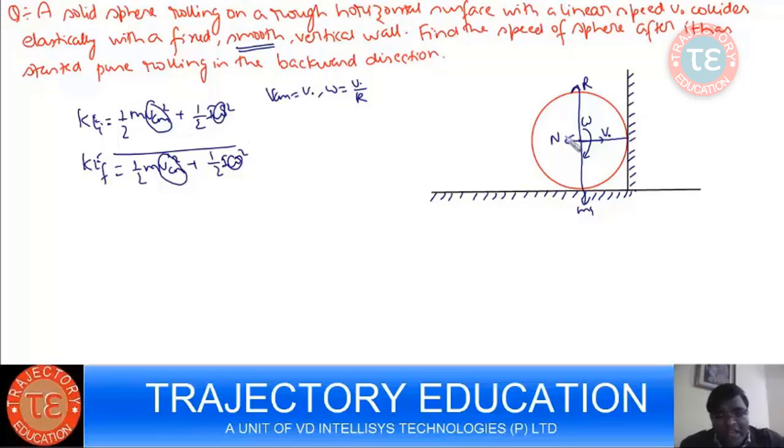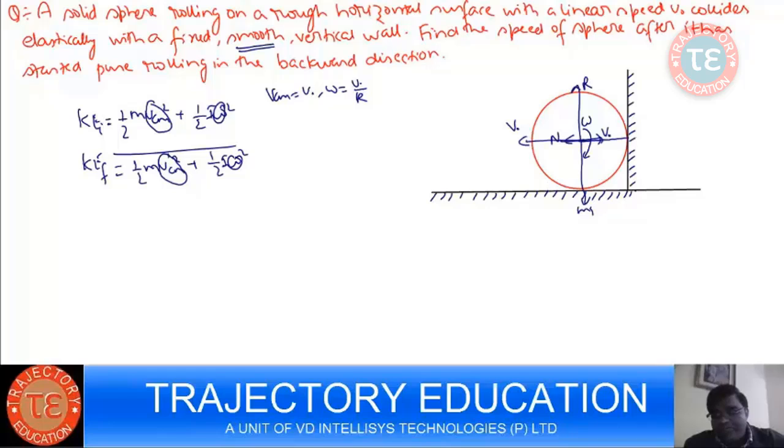It means earlier your VCM was V0 towards the right. Now your VCM will be minus V0. It will just change direction. It won't change in magnitude because omega has not changed. K is remaining conserved, so it can happen only when VCM becomes minus V0. Minus V0 means VCM gets reversed and starts moving with V0 in the backward direction, right?